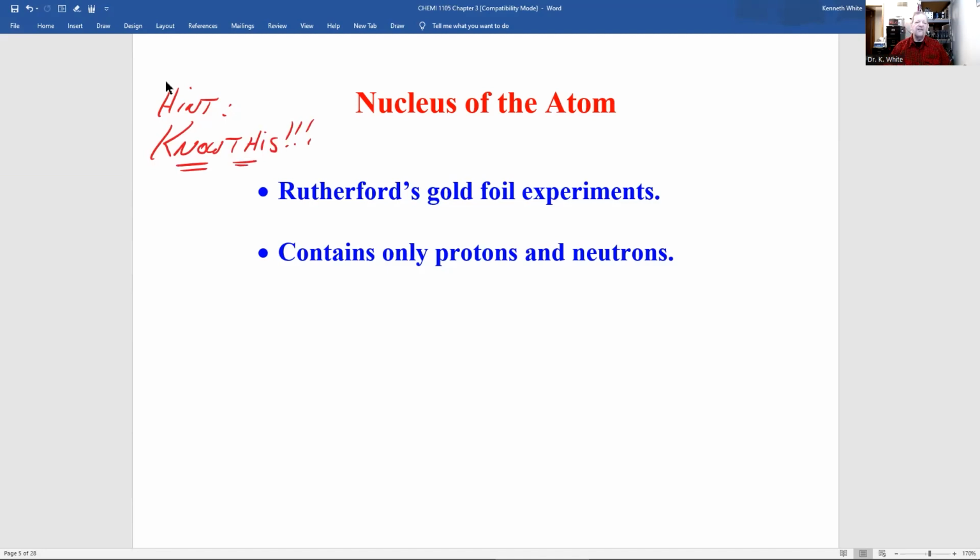And know this. Now, when we talk about an atom, there's a nucleus. And that's the center of an atom, which you should know. Now, who investigated the nucleus of an atom? Rutherford, a great chemist at that time. And one of the most famous experiments investigating the atom was Rutherford's gold foil experiment. And what was that?